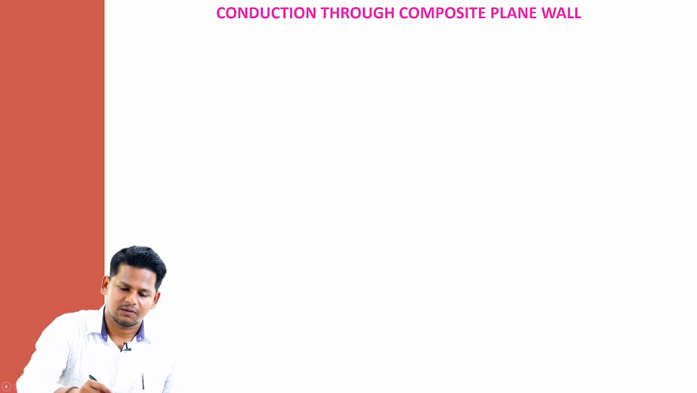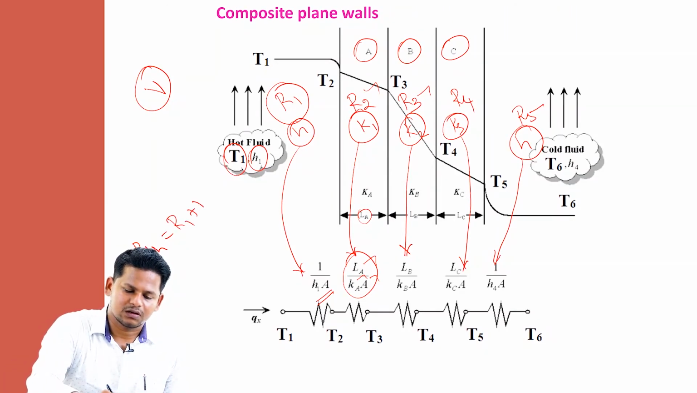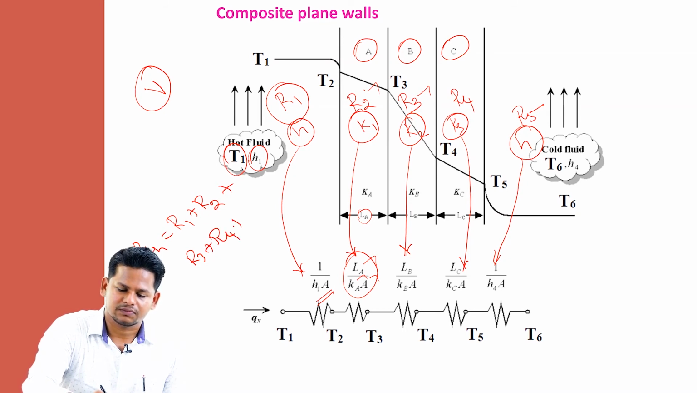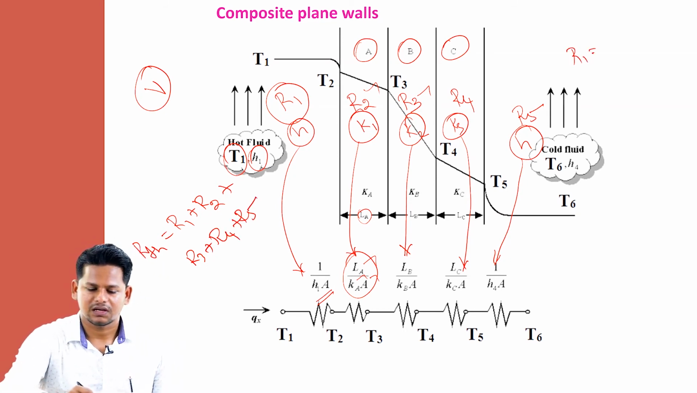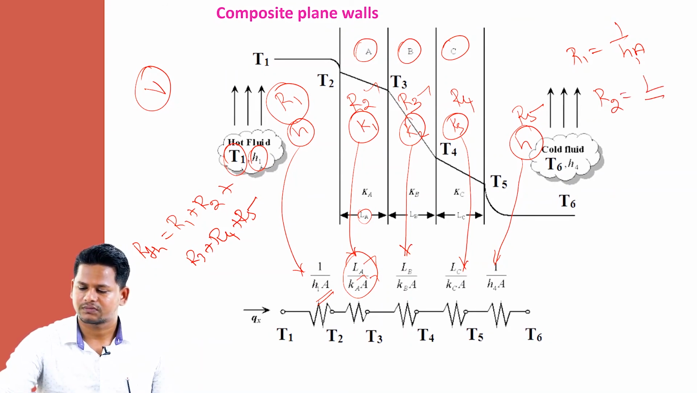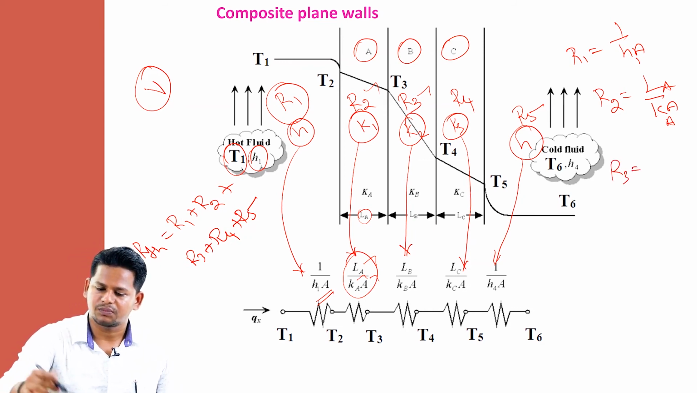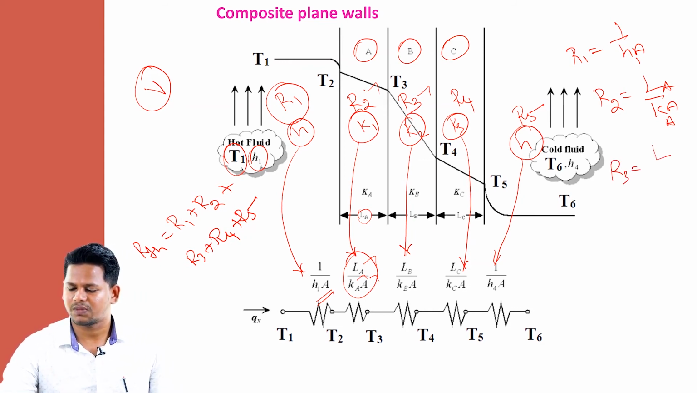Easily we can calculate RTH. RTH is nothing but R1 plus R2 plus R3 plus R4 plus R5. R1 is convection, 1 by H1A. R2 is conduction, L by Ka, for material A. R3 is conduction at B, so L by Ka for material B.